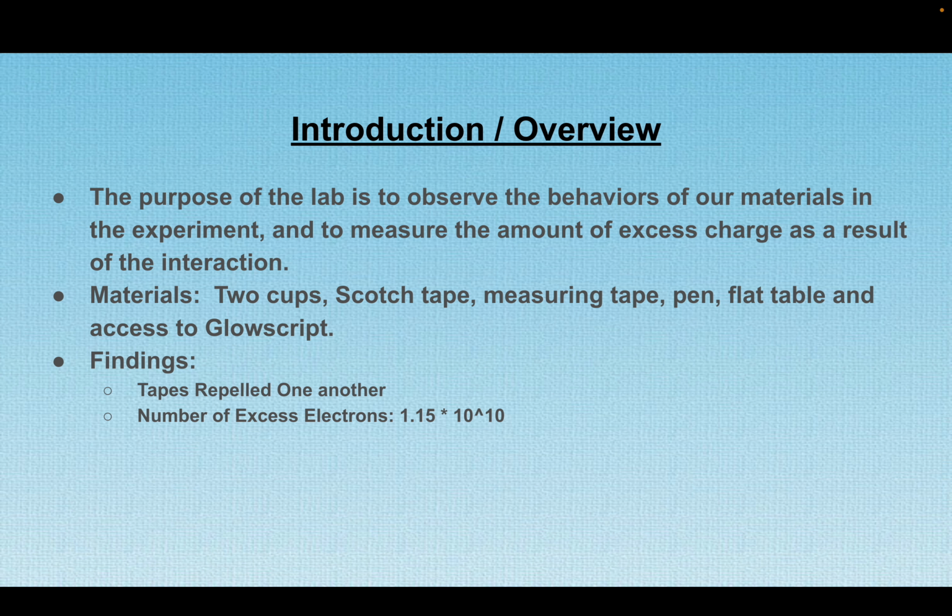Let's start with an introduction and overview of the lab and the experiment itself. The purpose of the lab was to observe the behaviors of our materials in the experiment, as well as to measure the amount of excess charge as a result of the interaction.